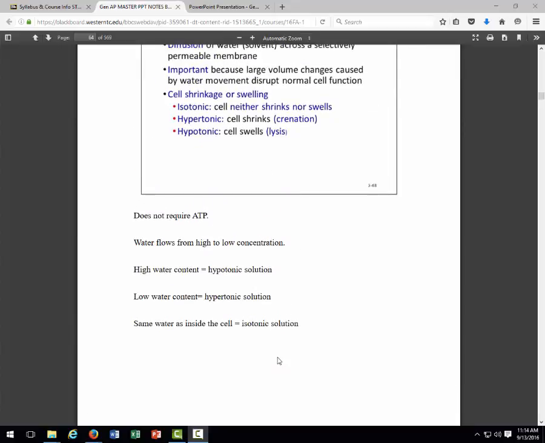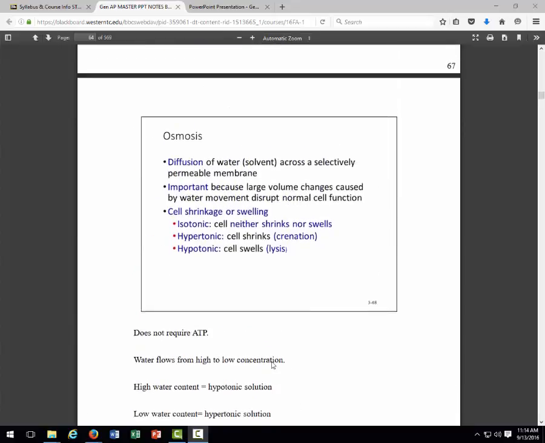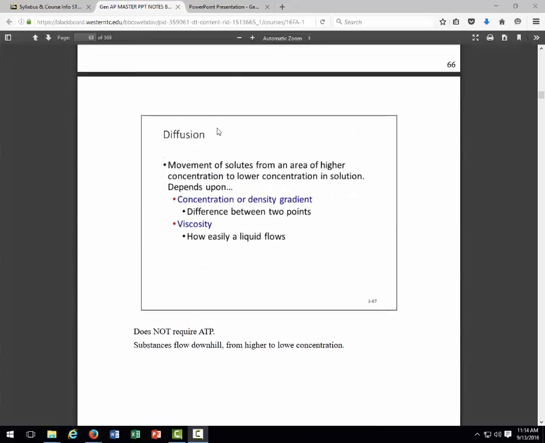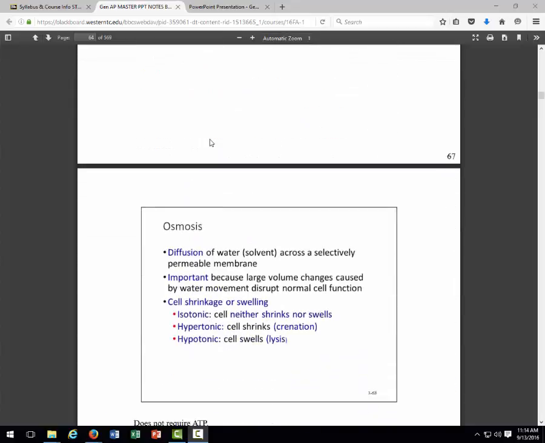This movement, though, across the membrane does not require energy. So movement of water does not require energy. Movement of solutes through a leak channel or dissolving through the membrane does not require ATP energy.